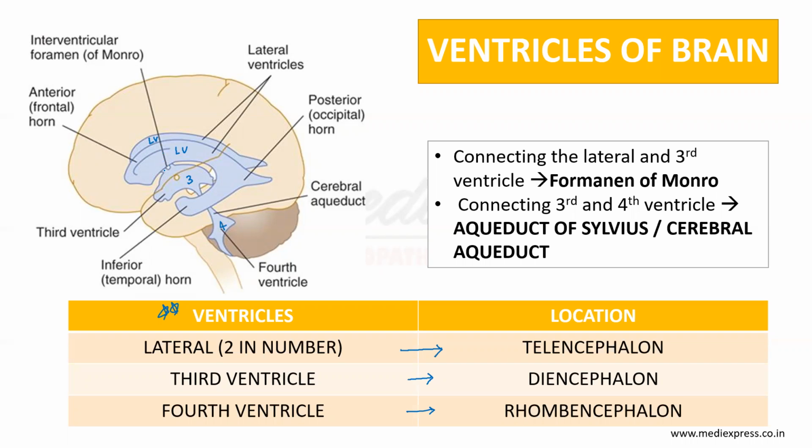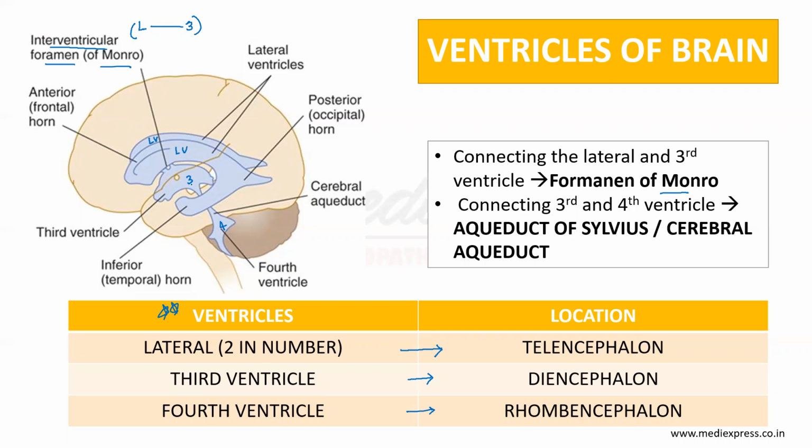The one that connects the third ventricle with the lateral ventricle, we term it the foramen of Monro. Foramen of Monro, otherwise termed the interventricular foramen. What it does, I'll write over here, is connect the lateral and the third ventricles.